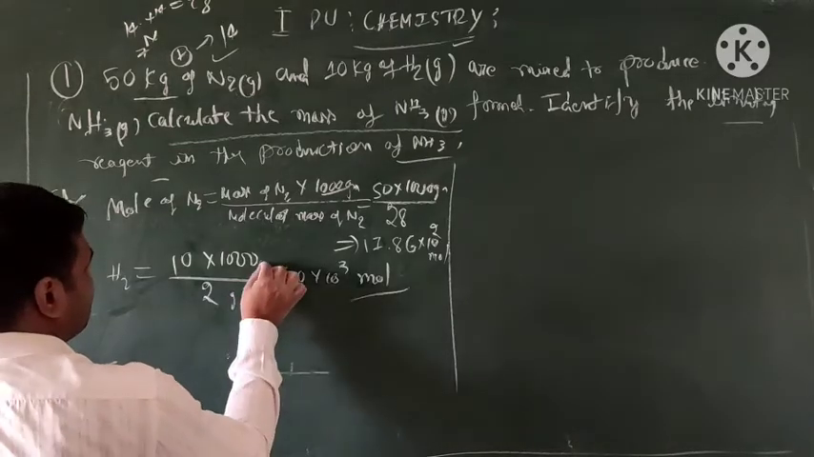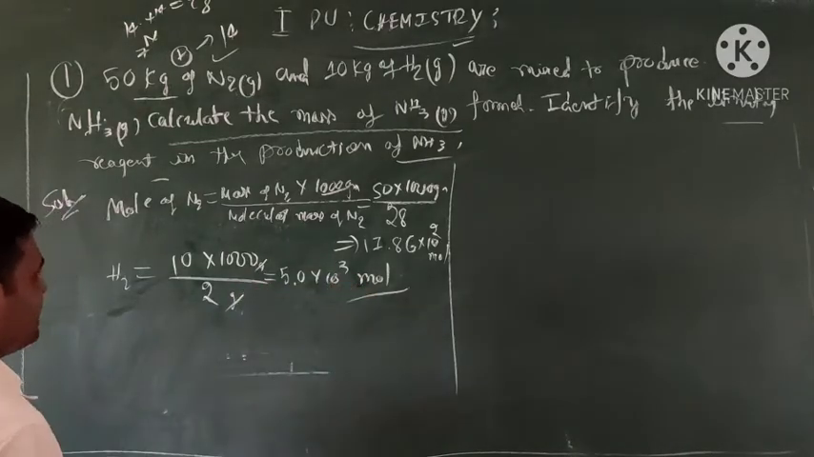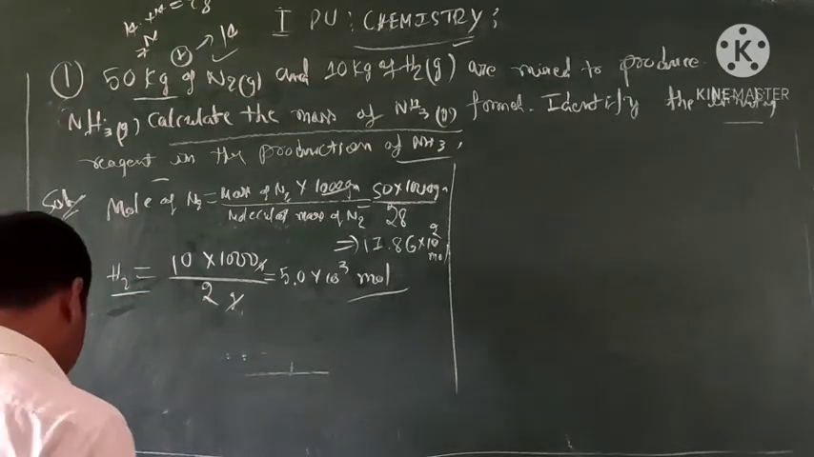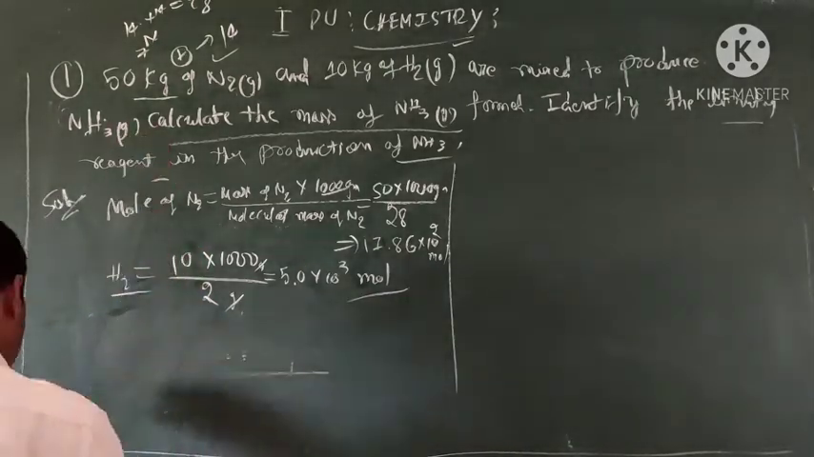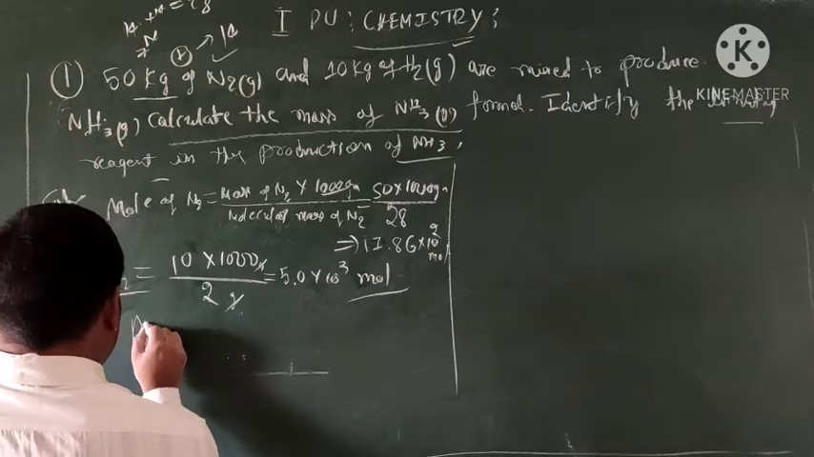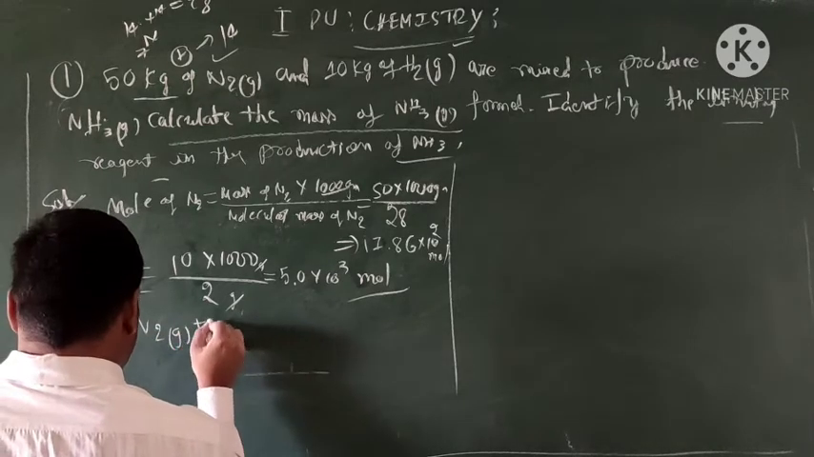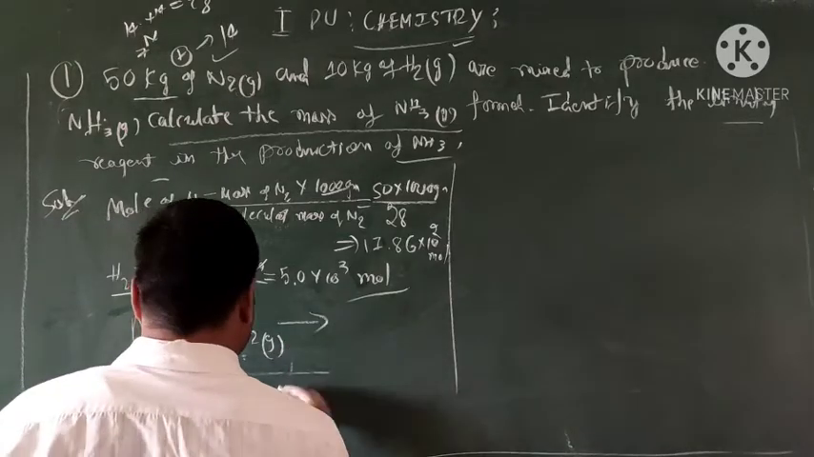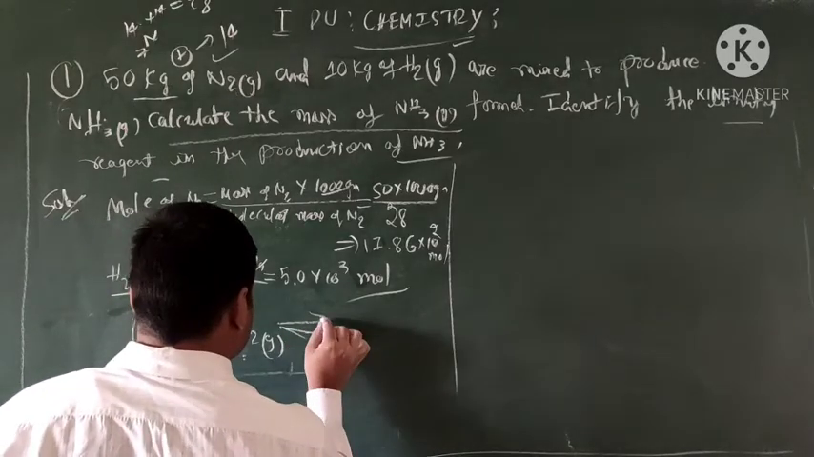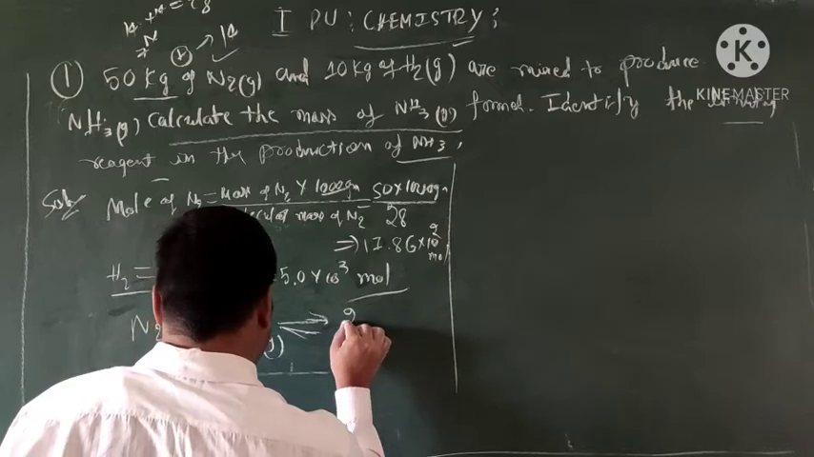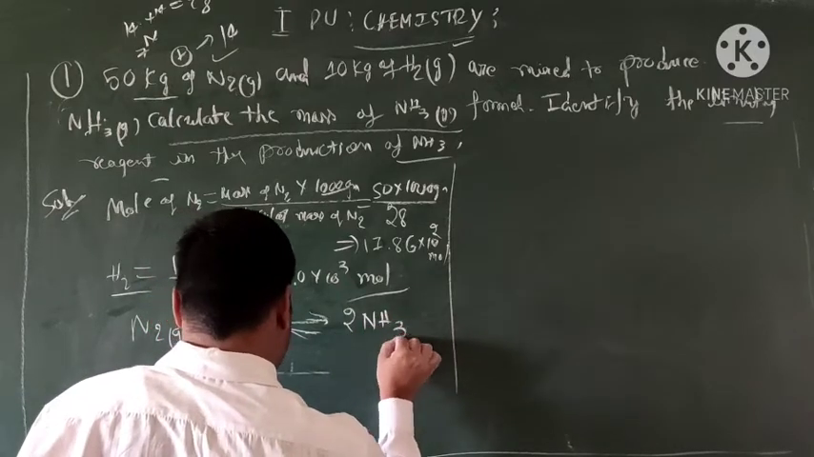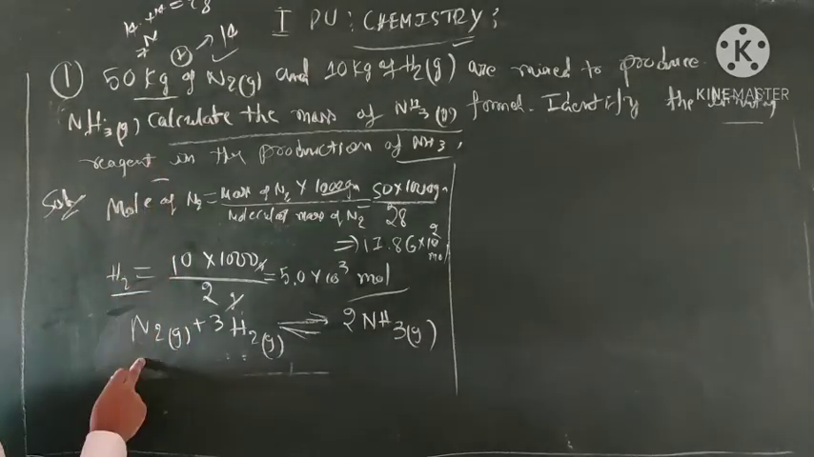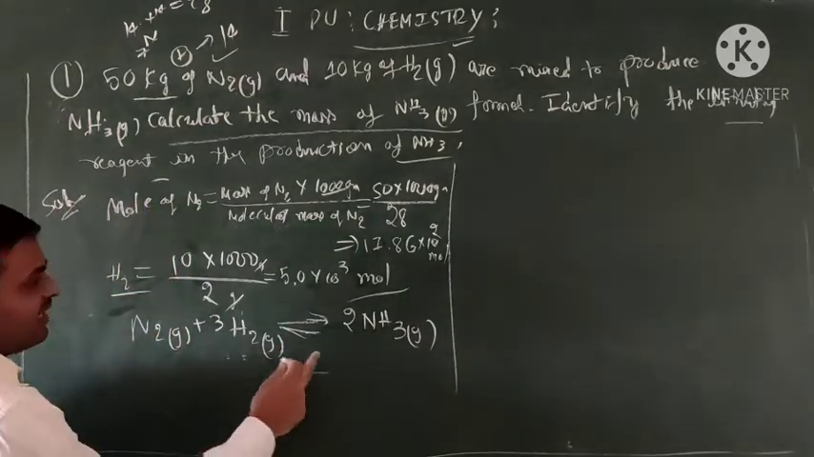2 gram is a 2 gram cancel, get a mole, 10 moles. Okay, this is the H2 value. So what is the equation? The equation is N2 plus 3H2 in equilibrium, forming NH3 gas molecules. Okay, students, N2, this is a chemically balanced equation.